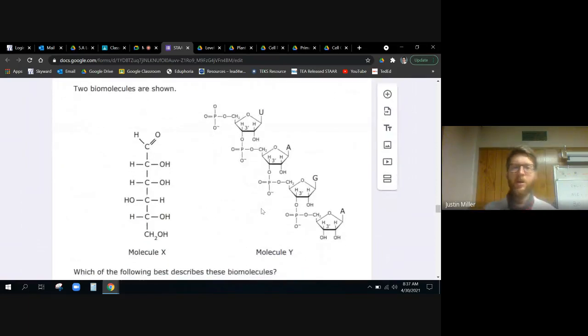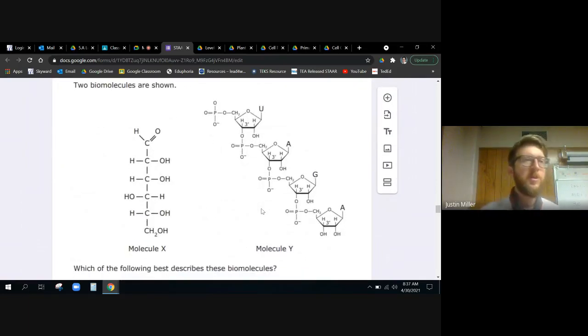Okay, two biomolecules are shown. What are the biomolecules? Remember, carbs, lipids, proteins, nucleic acids. Those are the four biomolecules. We talked about this a long time ago. How do you know what it is just by looking at it?